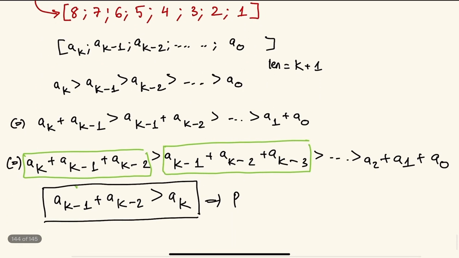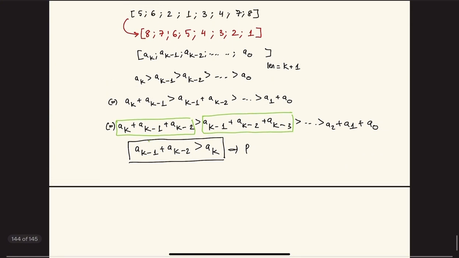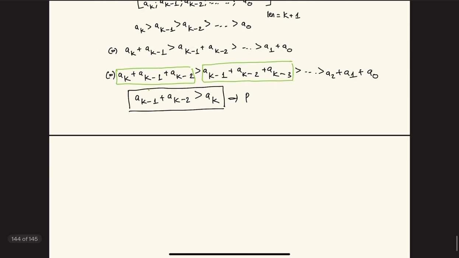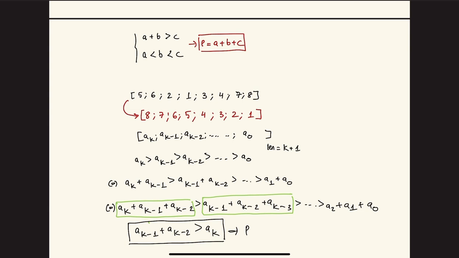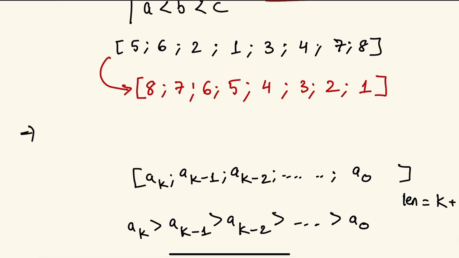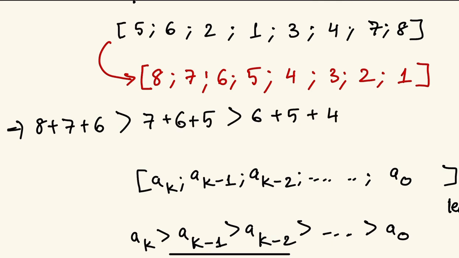So let's get back to the problem here. So let's say we have 8, 7, 6, 5, 4, 3, 2, 1, right? So the only thing I'm gonna do here is copy this one. Okay, so I'll put it here. I can move this one up a little bit. Okay, so now from this formula, it's very easy to say that 8 plus 7 plus 6 is actually bigger than 7 plus 6 plus 5, and then 6 plus 5 plus 4, blah, blah, blah, right?